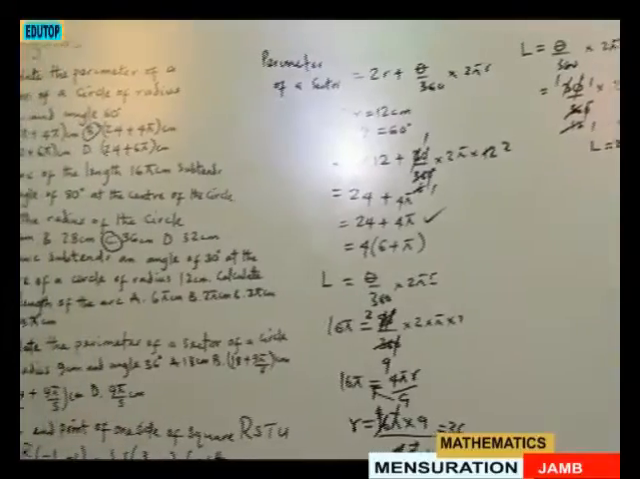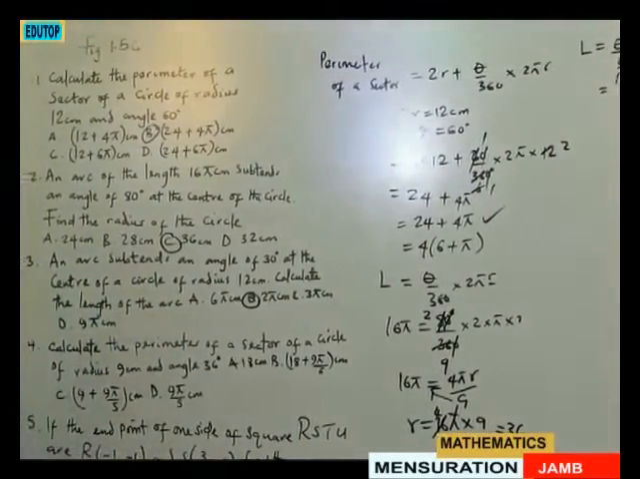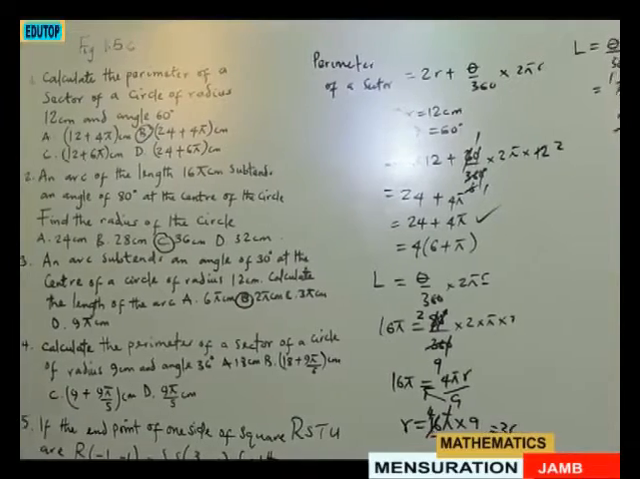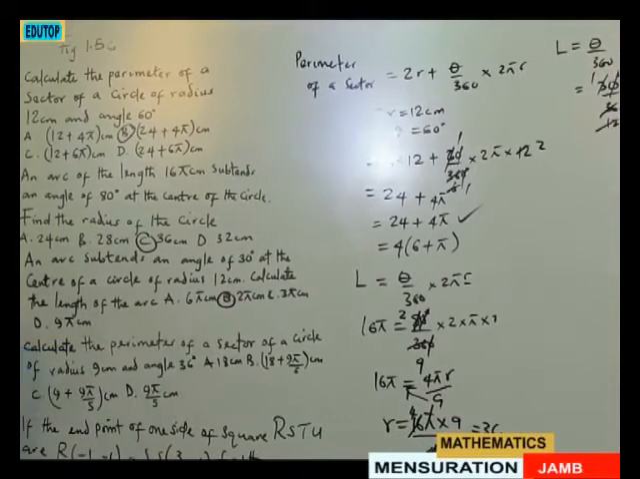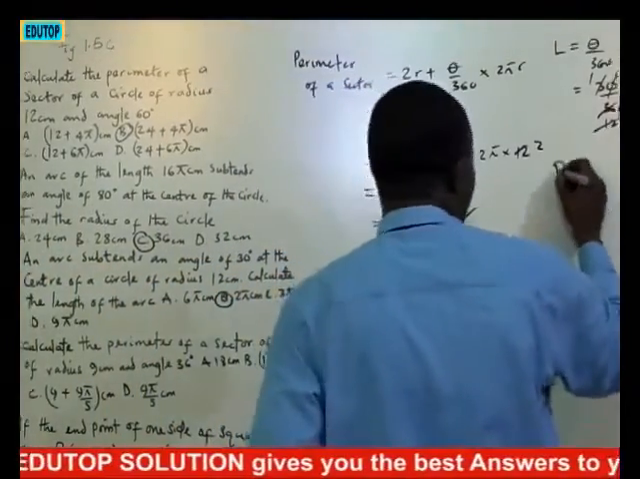See the one that correlates with that, and that is option B. Now, the other one is question 4. Calculate the perimeter of a sector of a circle of radius 9 cm and angle 36 degrees. This one is not different from question 1, so we are also to employ the same formula.